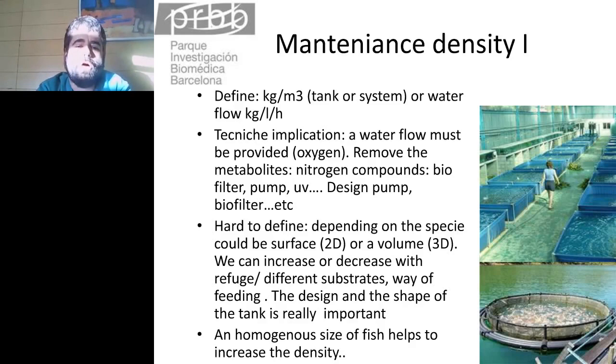So it's hard to define, and about this, we also have to consider the species that we are going to use. If we have, for example, turbot, they are going to be more interested in the surface. Or if we have a really swimming fish, we will use more of the volume. So depending on these kinds of things, we should define the density of the animals that we are going to have inside. Also, we can modify this density by using refuges or having a homogeneous size of fish, and using more tricks.